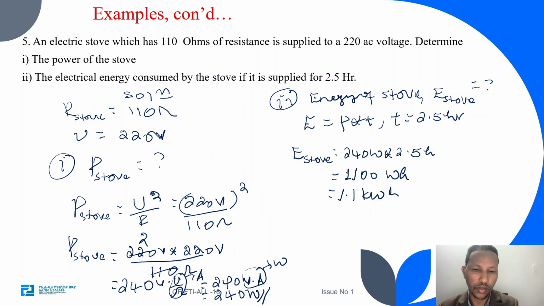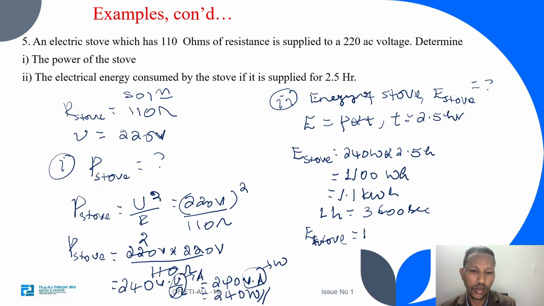So you know that we pay for our energy consumption using kilowatt hours. So this is one unit for the energy consumption of the stove. Or we can express the energy consumption of the stove using joules. That means we know that 1 hour has 3,600 seconds.